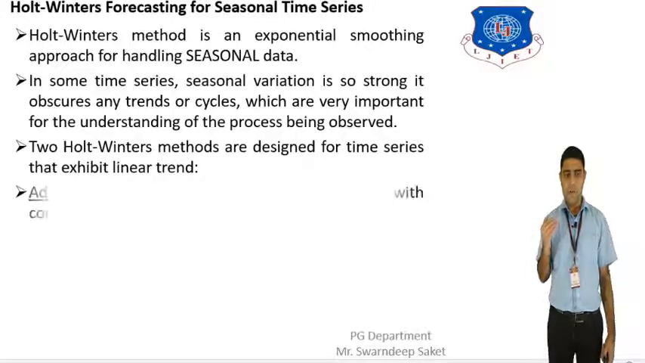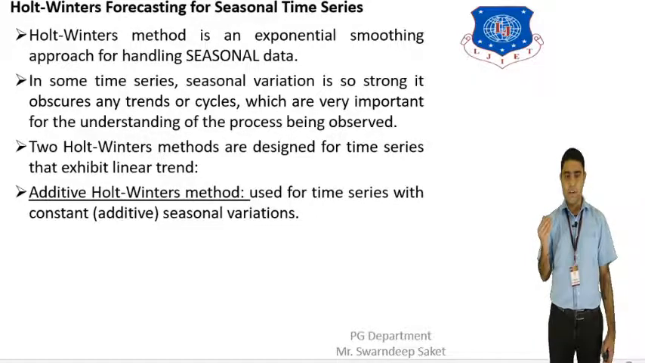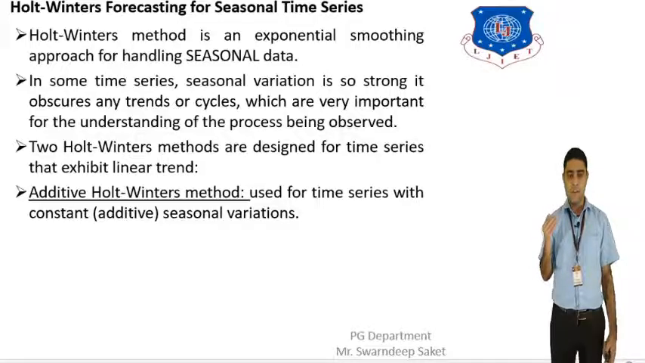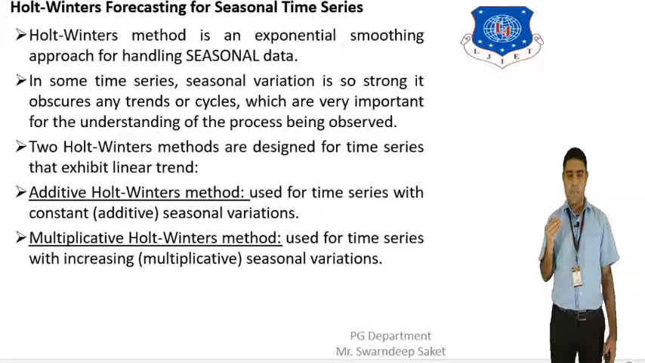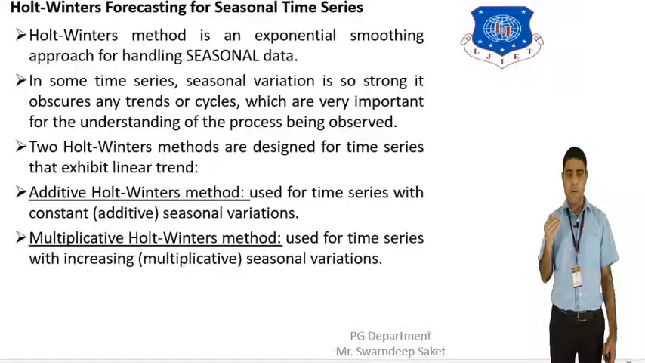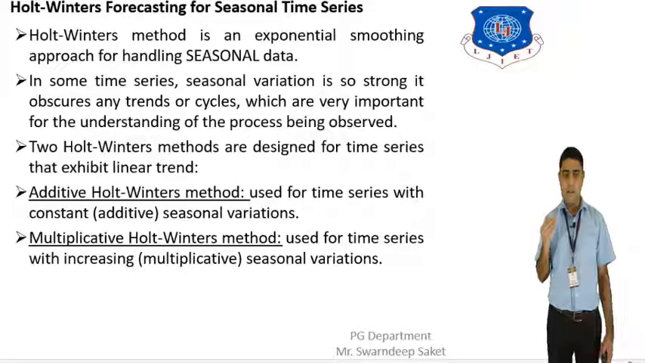In the additive Holt-Winters method, used for the time series, the time series data will be used in constant form, that is additive form, in the seasonal variation. And in the multiplicative Holt-Winters method, time series data will be used in increasing form, that is multiplication form, in the seasonal variation. So these are the two types of model in the Holt-Winters method, additive and multiplicative.